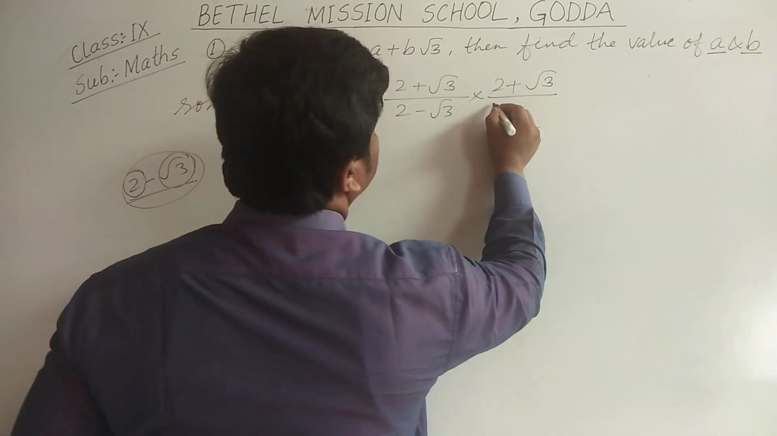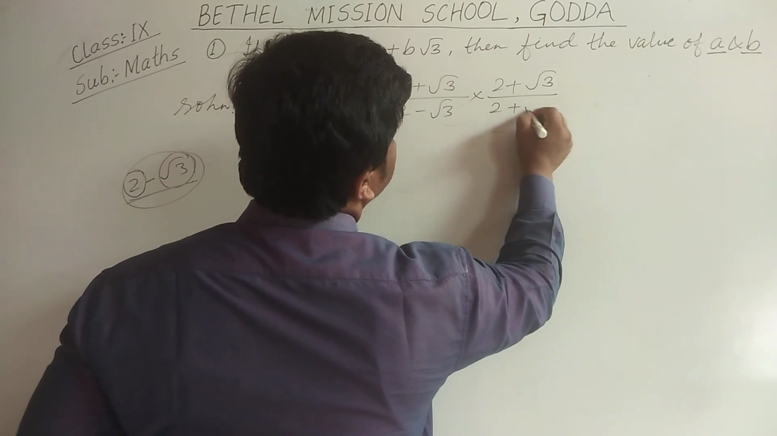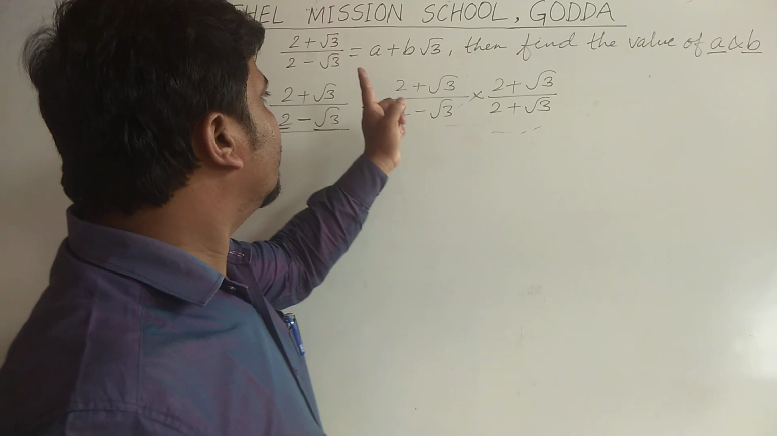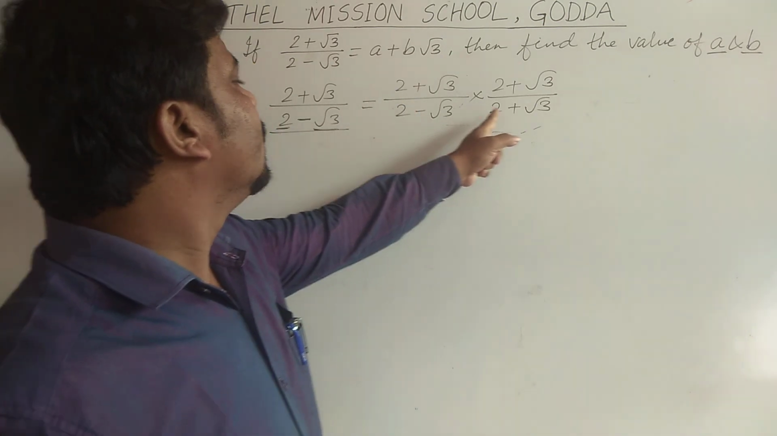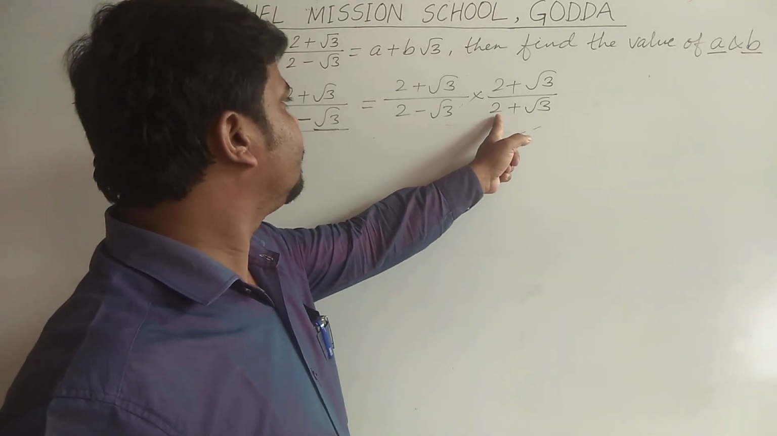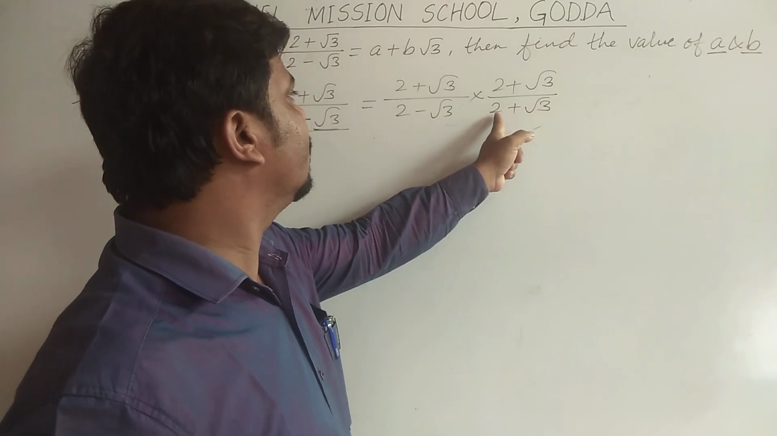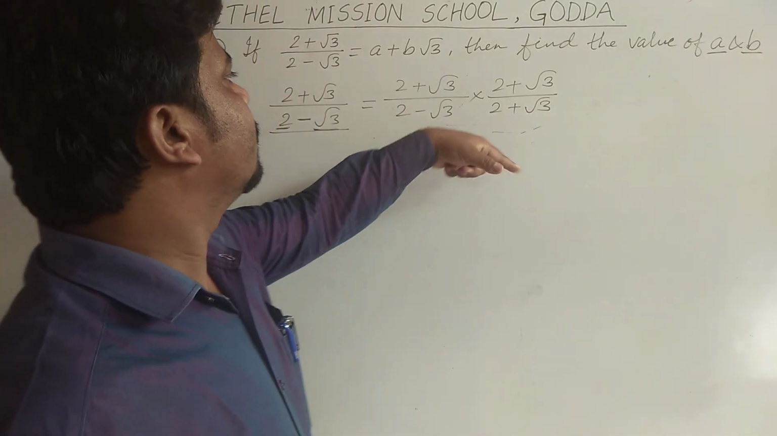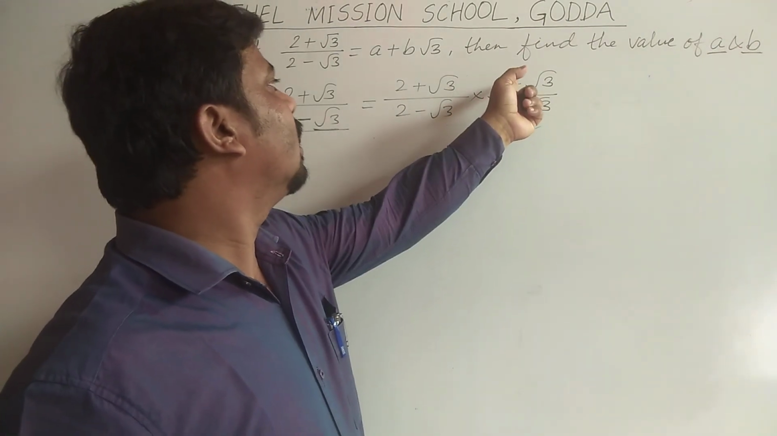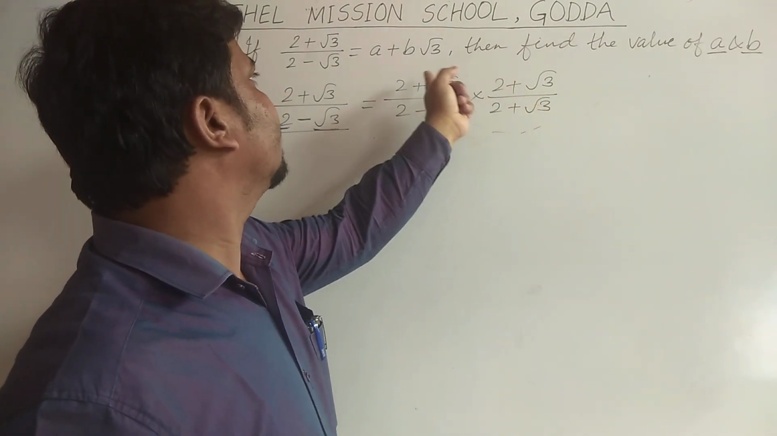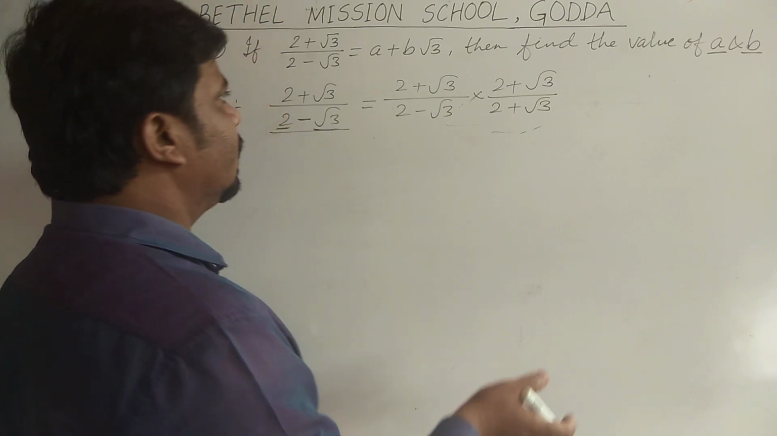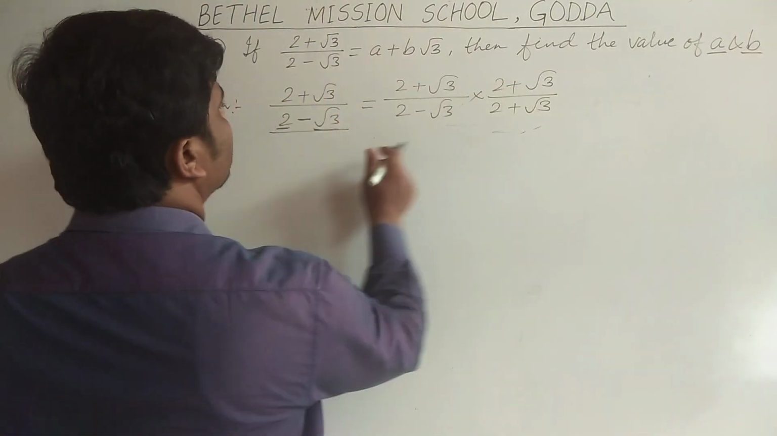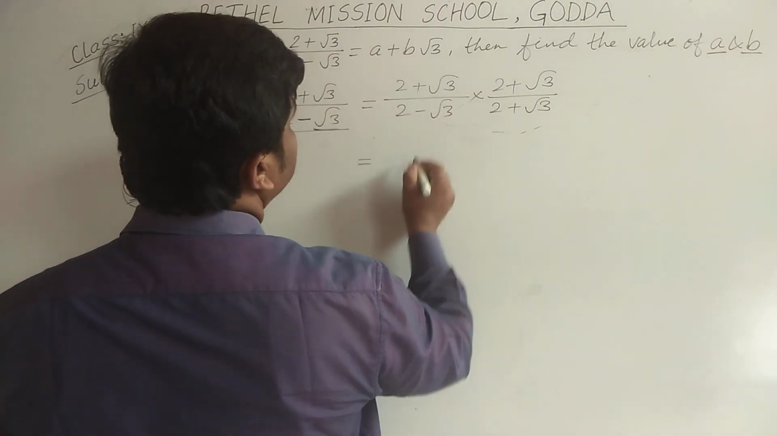And after that, 2 plus under root 3. To make the denominator rational, you need to multiply by the conjugate number, so we take 2 plus root 3. The same number we will take on the numerator side also for multiplying, because numerator and denominator both should be the same when you multiply.